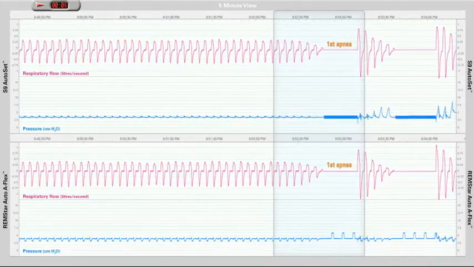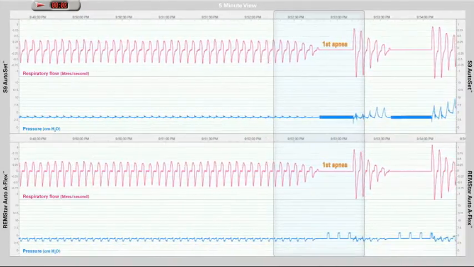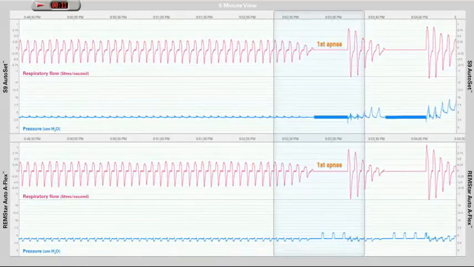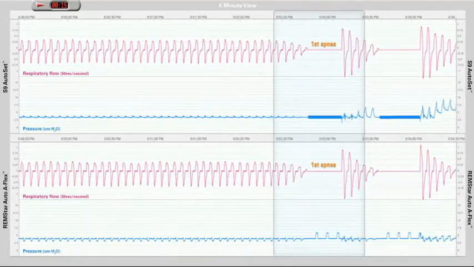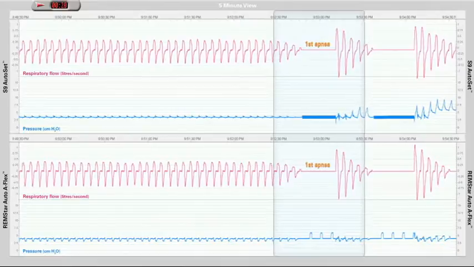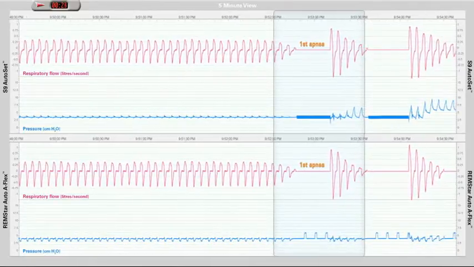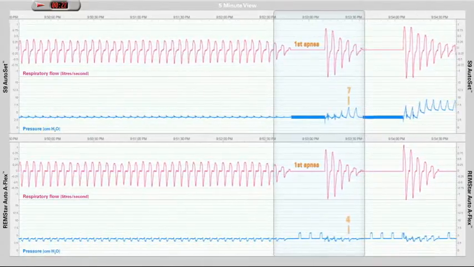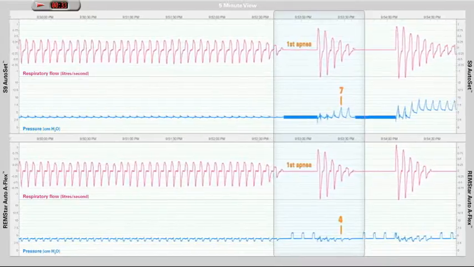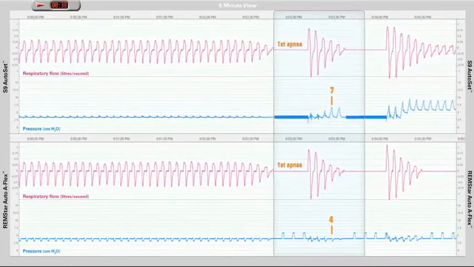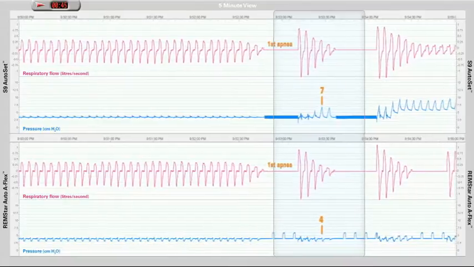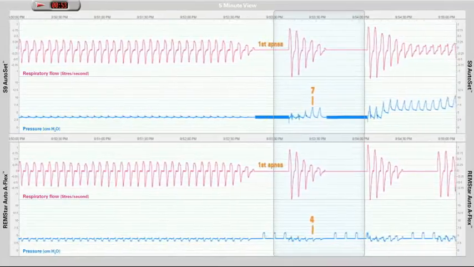The S9 AutoSet detects that the apnea is obstructive and responds by increasing the treatment pressure by approximately 3 centimeters to 7 centimeters. The RemStar Auto detects that this event is obstructive, yet shows no response to this first apnea. Both patients have a second obstructive event.